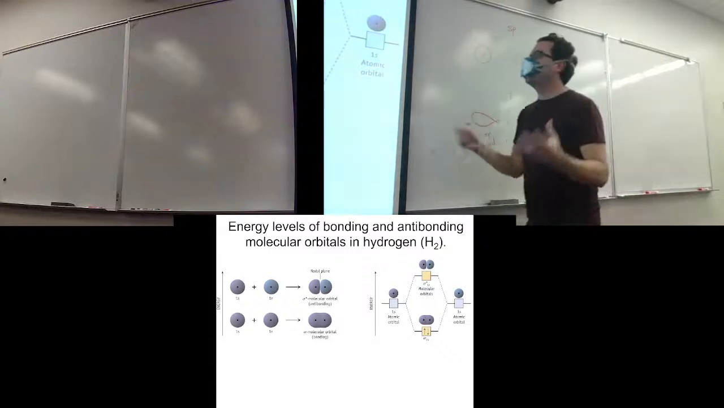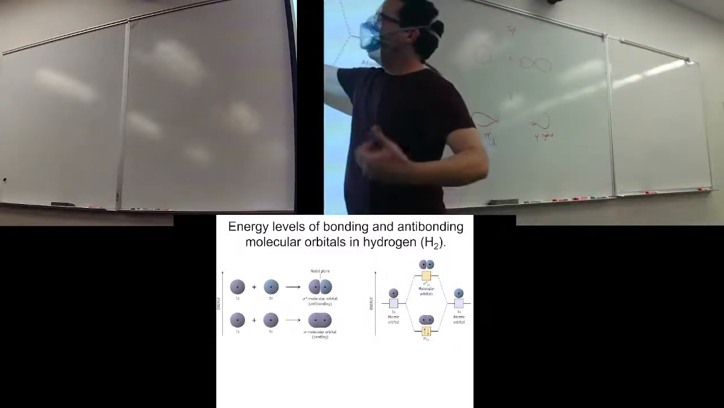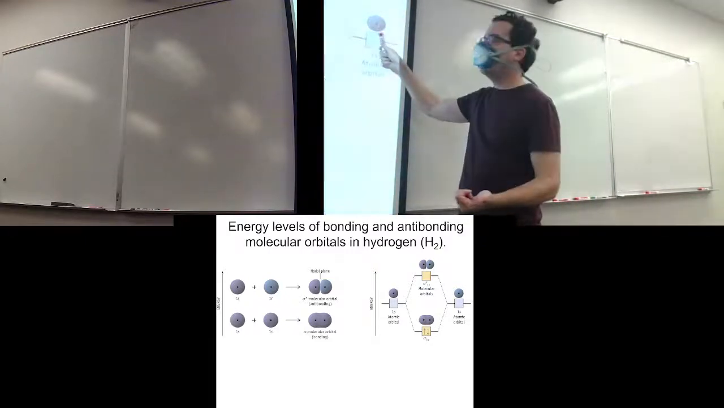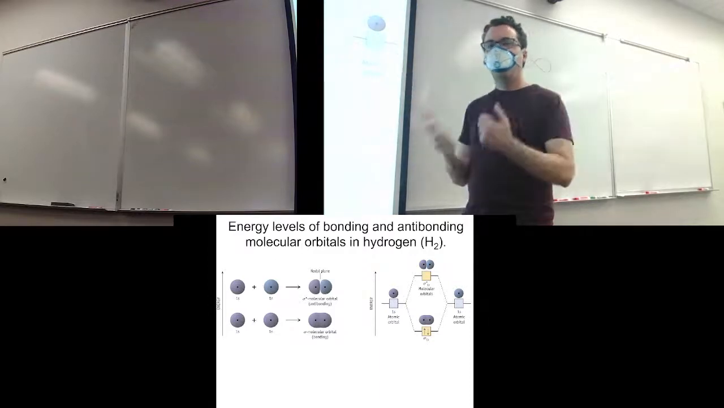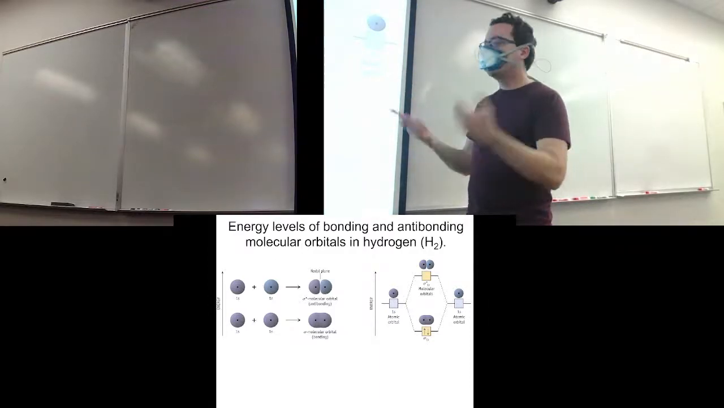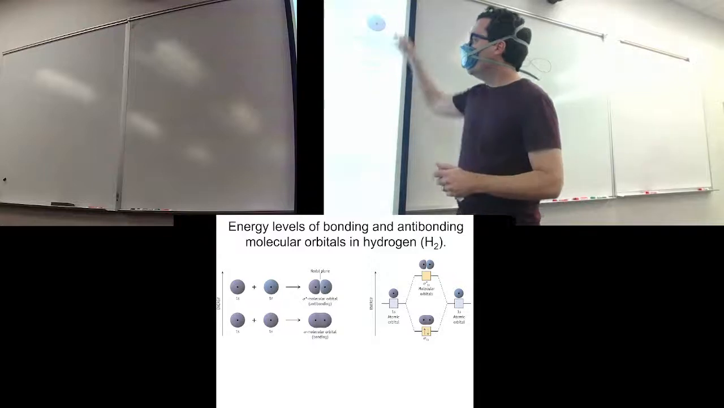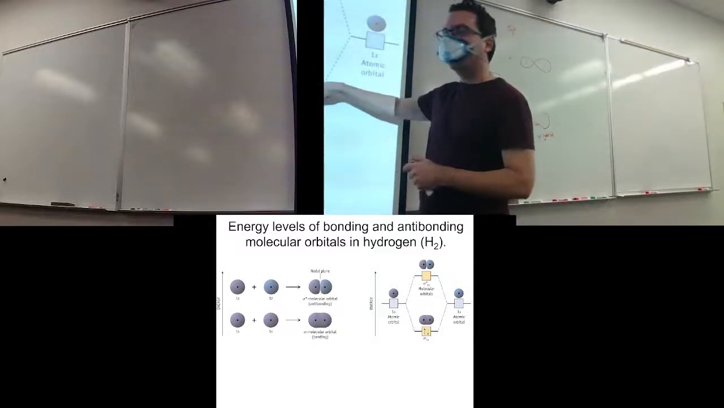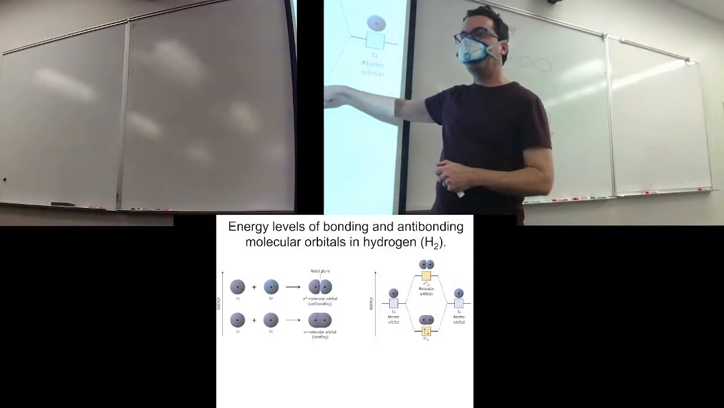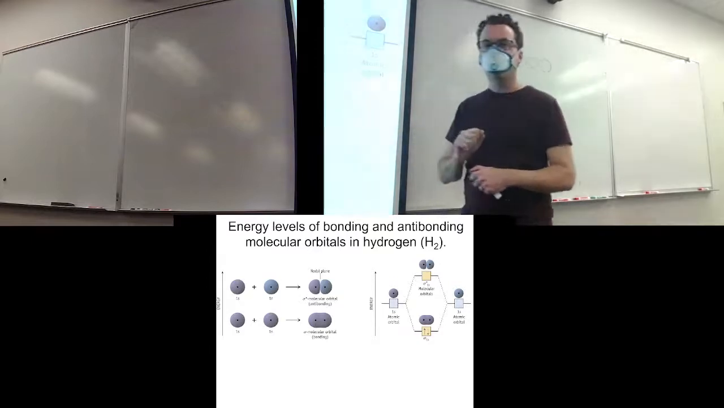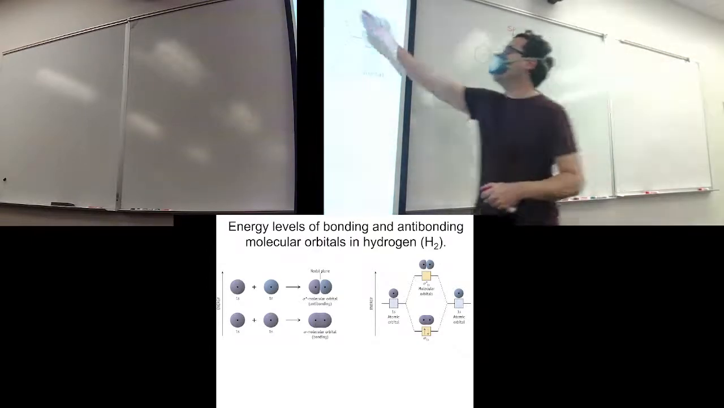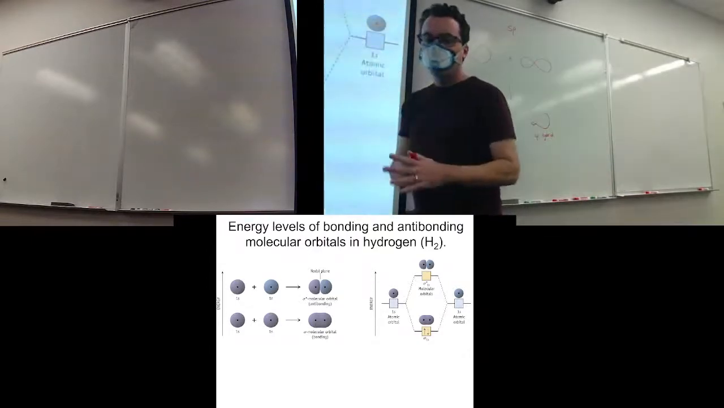And then where do the electrons go? Well, this hydrogen came with one electron. This hydrogen came with one electron. You have a total of 2 electrons, just like we count for Lewis structures. I'm going to put those 2 electrons in the lowest possible molecular orbital. They're going to go in here. This one's going to be empty because I don't have any more electrons.